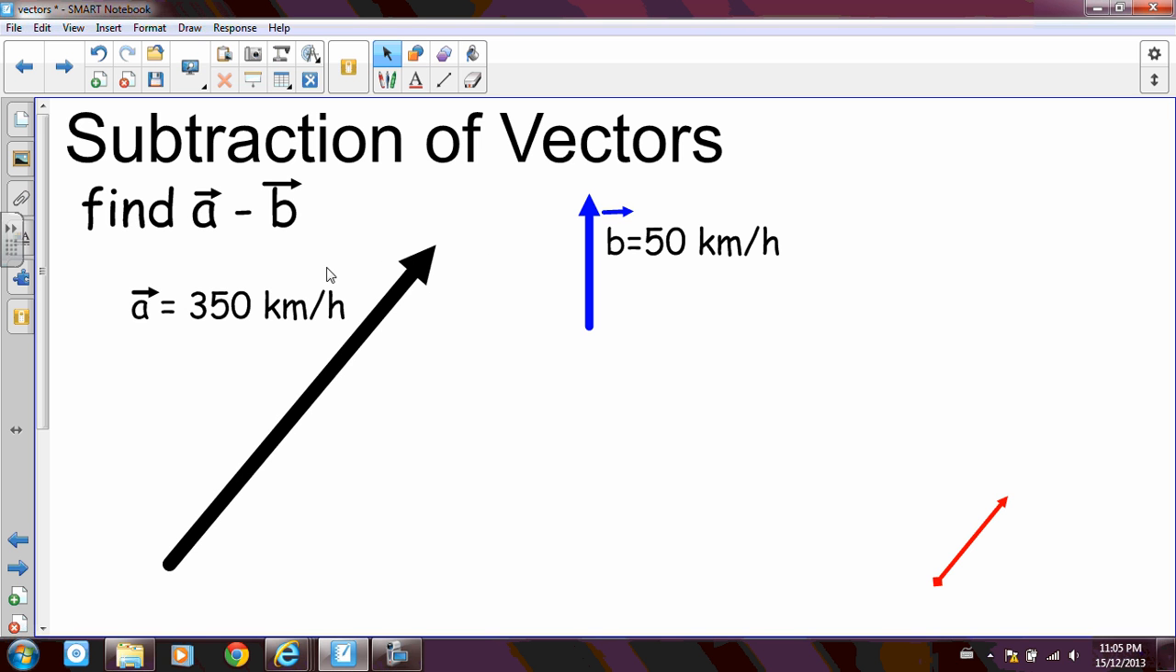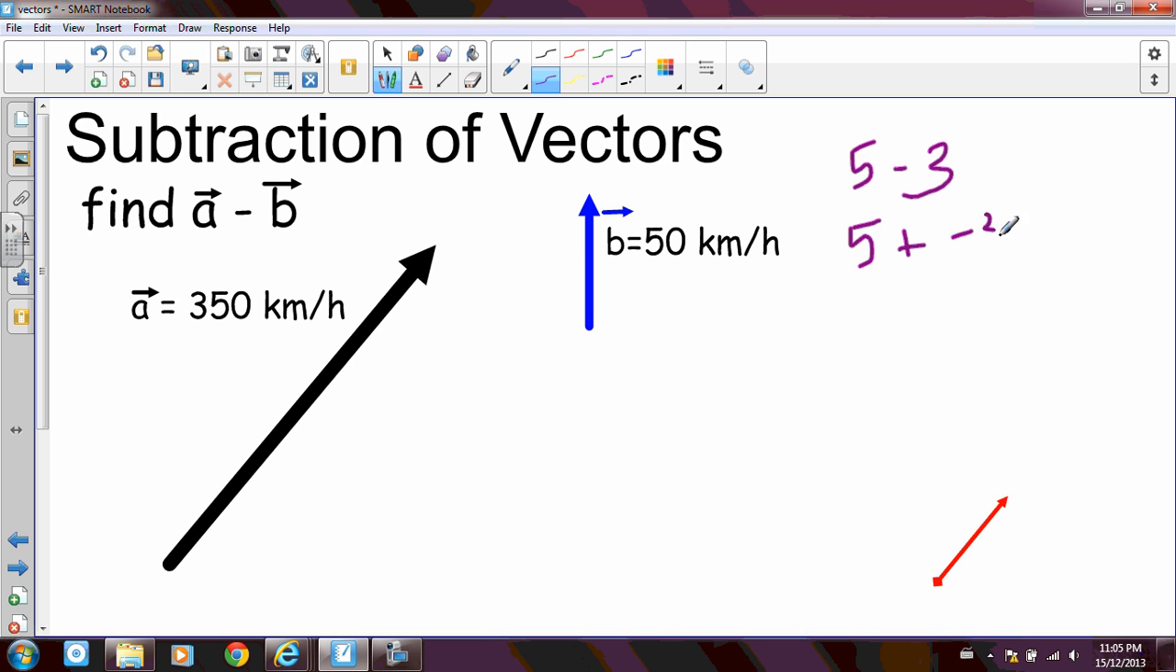You want to recognize what subtraction means. If we think back to the olden days, something like 5 minus 3 is exactly the same as 5 plus negative 3. So subtracting the number positive 3 is the same as adding the opposite value. The same is true for vectors.